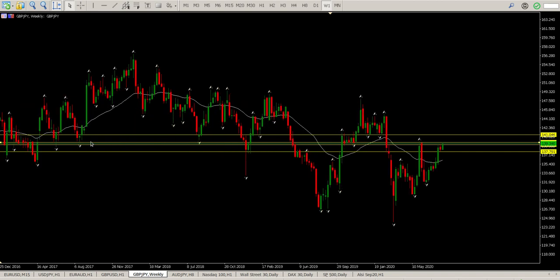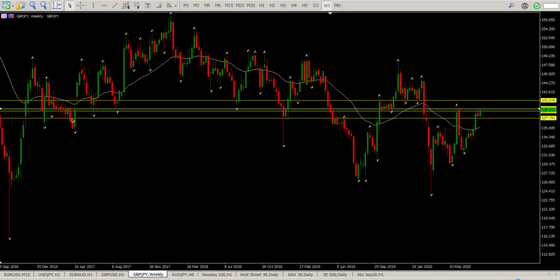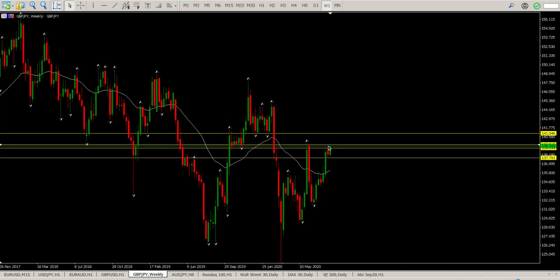We've got some swing lows here. We've got quite a few swing lows here. So it's quite a significant level we're in at the moment. So a weekly close above 139,540 is pretty bullish. The other thing here is that we've broken this weekly trend line.